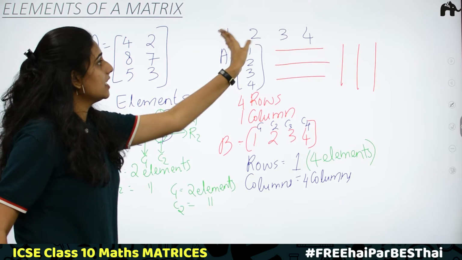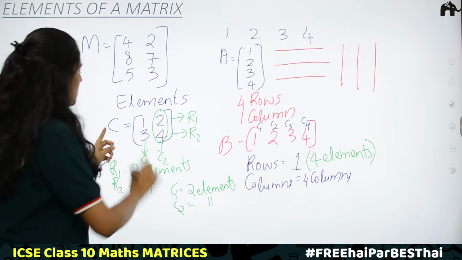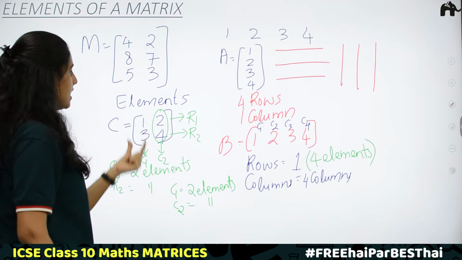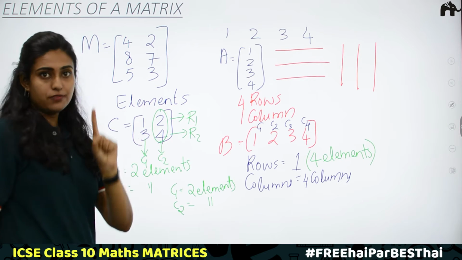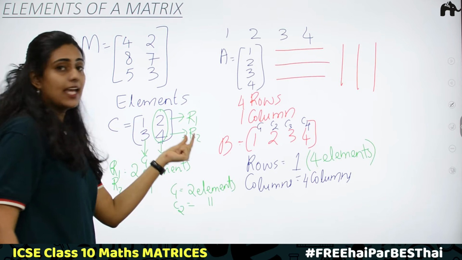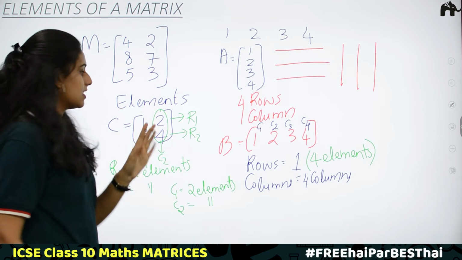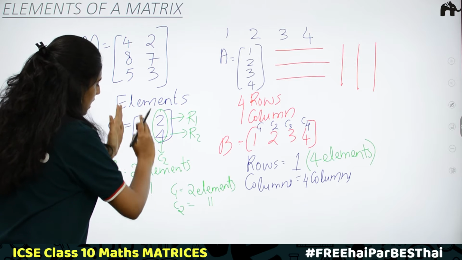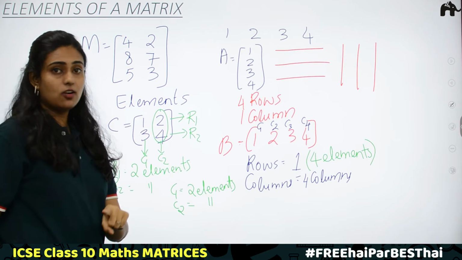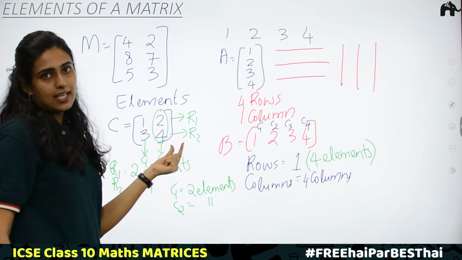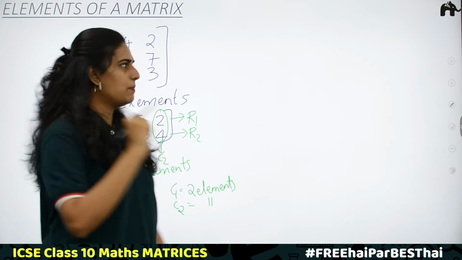Again, we represented the 4 elements in another form, that is matrix C. Here, 1 and 2 belong to the first row. These are the 2 elements of the first row. 3 and 4 are the elements of the second row, 2 elements. Okay. When you check the columns, in the first column again we have 2 elements, 1 and 3. In the second column, 2 and 4 are the elements. Now, can I represent in this form?